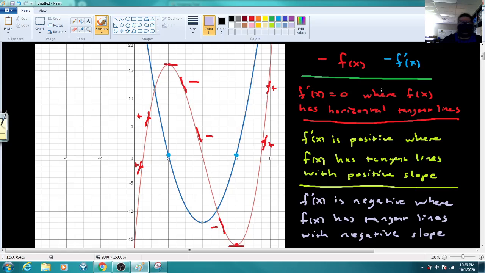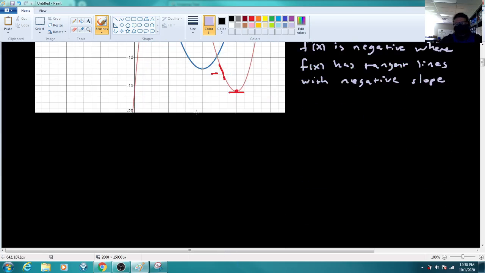Okay, so that's comparing and contrasting the graphs of these two things. Where the red function has horizontal tangent lines, the derivative is 0. Where the red function has tangent lines with positive slope, the derivative is above the x-axis. Where the base function has negative slope of tangent lines, the derivative is below the x-axis.